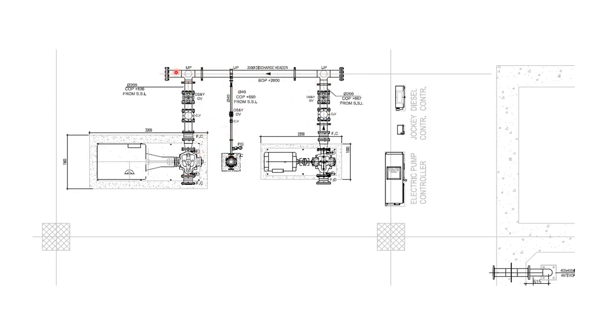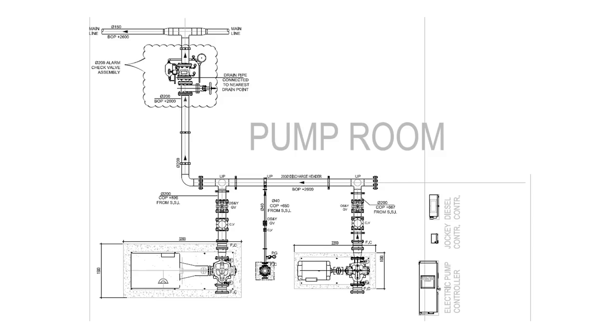Fifth step, the discharge header shall be connected to the main fire water network line. Here it is connected to the automatic sprinkler system via the main fire alarm check valve assembly.